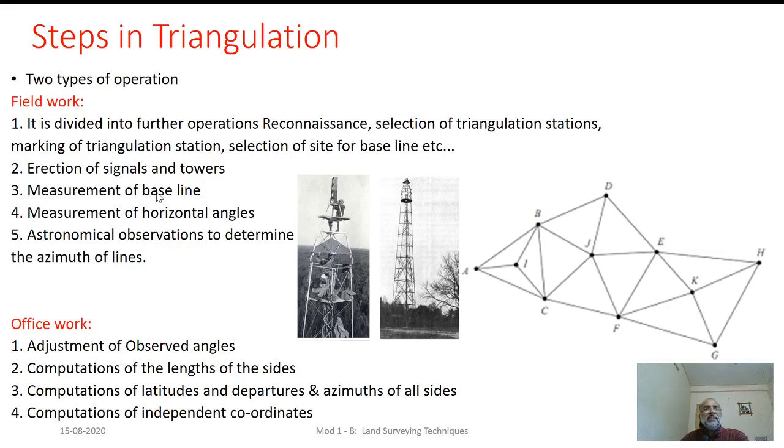So the next thing involved is the measurement of the baseline. Even the measurement of the baseline is a very crucial task. In fact, earlier people used wooden rods or steel rods which were standardized, and they applied a number of corrections to get the exact horizontal distance from the curvilinear distance that was measured. With the advent of EDM equipment, that is electronic distance measurement equipment, this task was made a bit easier. Similarly, for measurement of horizontal angles, specialized transits were used.